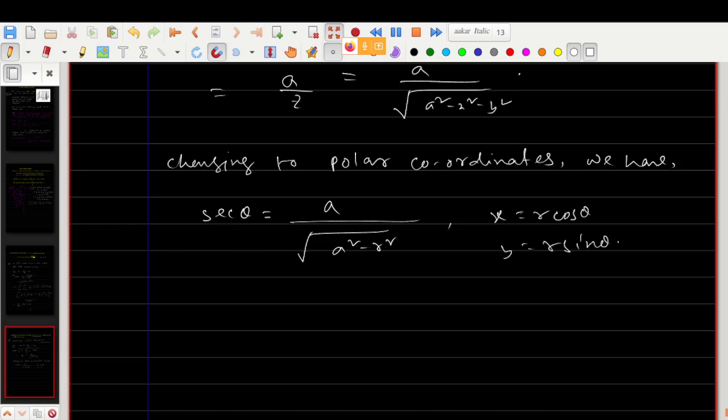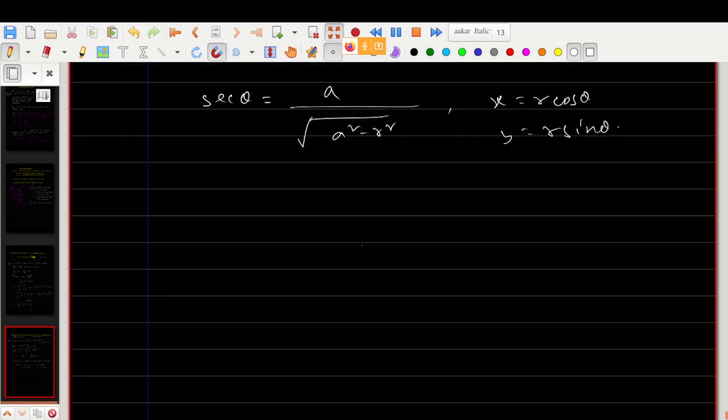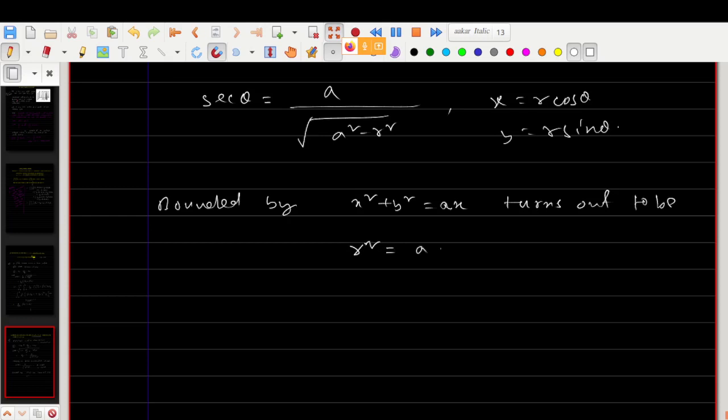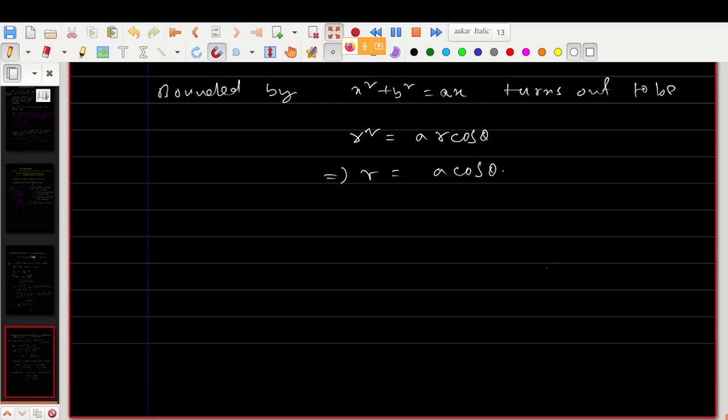Then the given surface that is bounded by x square plus y square equals ax turns out to be r square equals a r cos theta, that is r equals a cos theta. So now you know what your surface integral is.